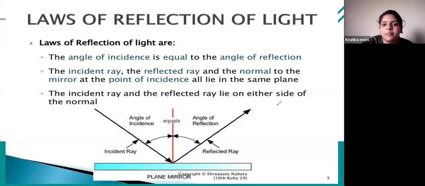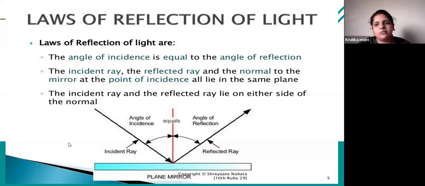Okay, sound also, the same law applies, students. So for sound also we get the same law. So the angle of incidence is equal to the angle of reflection. Second one, at the point of incidence, the incident ray, the reflected ray, and the normal to the plane mirror at the point of incidence lie in the same plane. Okay, hope this is clear to everyone.